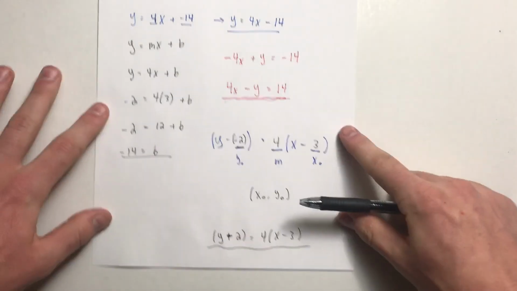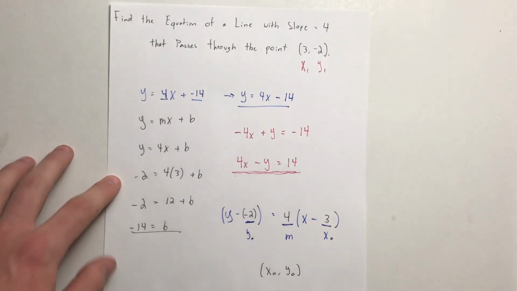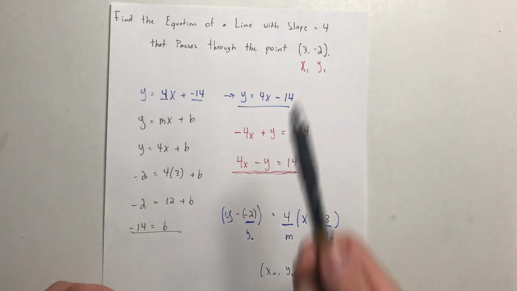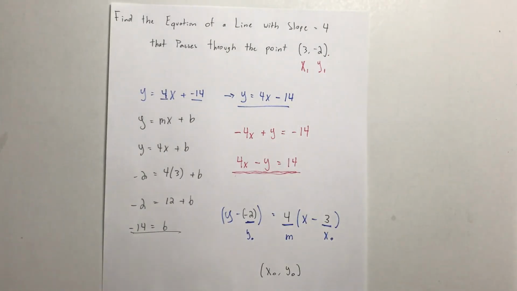So there is another example. You're given slightly different information about the line, but you can still find all three forms of the line: slope intercept, standard, and point slope.